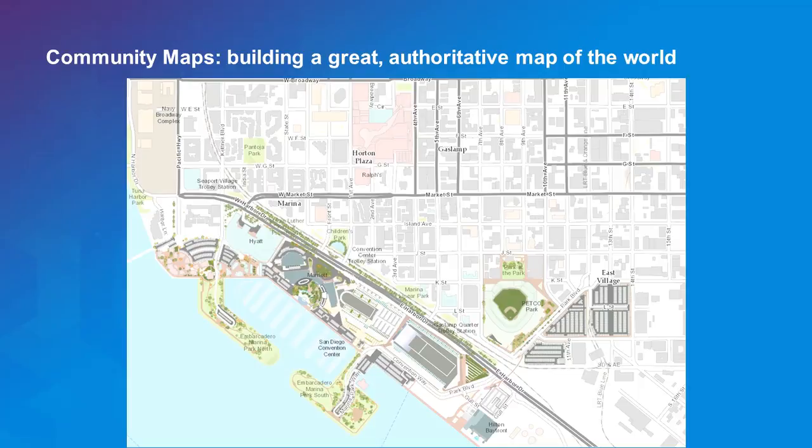But Esri's not building it on our own. We're building it with the cooperation, collaboration of all of our users who are contributing rich, authoritative data. Like in San Diego, SanGIS is one of our contributors, and they're providing a lot of the data, things like buildings and parcels that go into this map are coming from that local community. So collectively, we're building one of the great maps of the world.